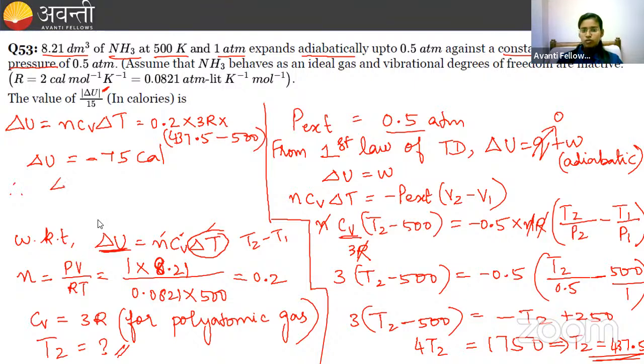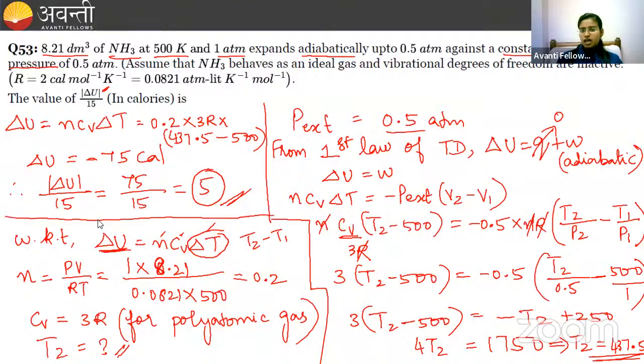So the value of modulus of del U by 15 will be equal to, taking the modulus for minus 75, we'll get plus 75, right? So it is 75 by 15, which is equal to 5. So the final answer, the value for del U by 15, is coming out to be 5. And this is the answer for this question.